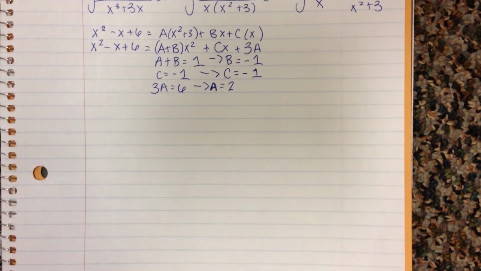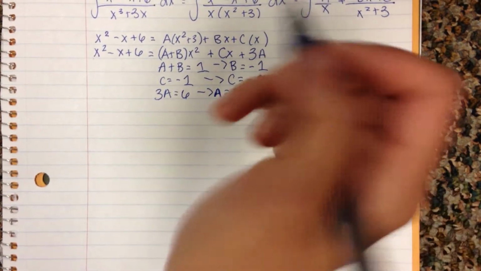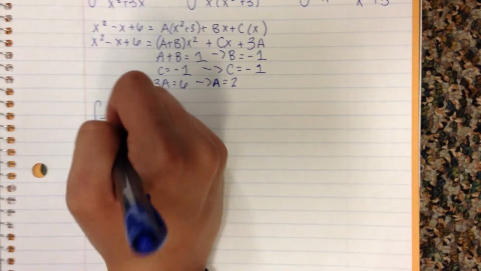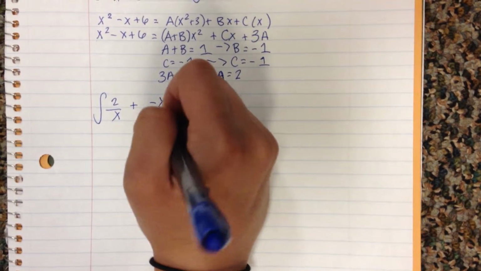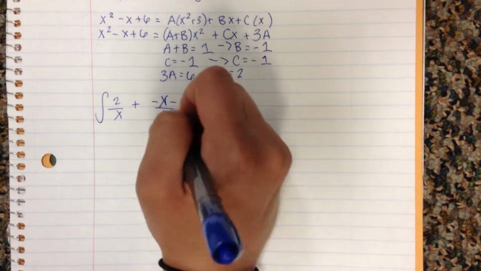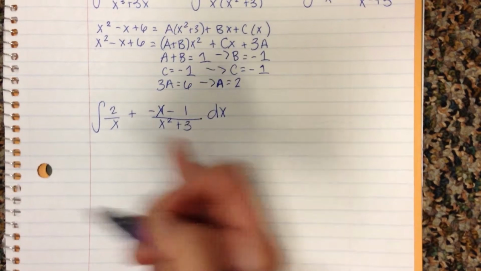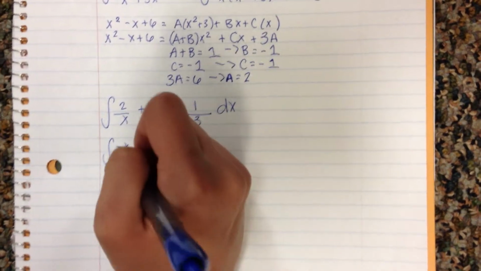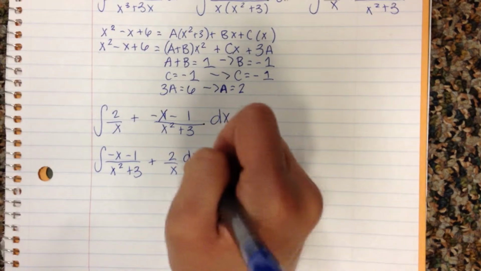And then after that, you can plug them back into this. And so that'll equal 2 over x plus (-x minus 1) over (x squared plus 3) dx. I'm going to switch those around just so the negatives don't get in my way. So (-x minus 1) over (x squared plus 3) plus 2 over x dx.